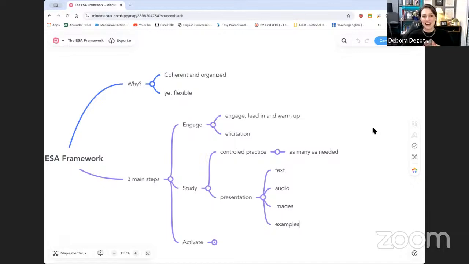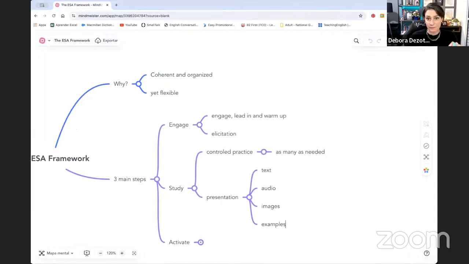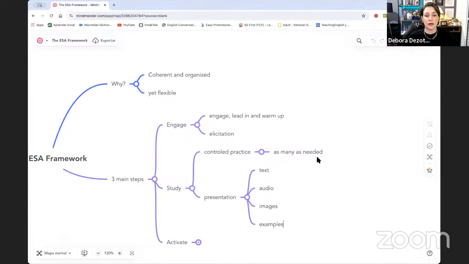So these are the 3 steps of the English Study Activate framework. Of course, there are others, but this is the one that I was trained to work with and that I really found the most suitable for my reality, for the reality of my students. And it really, really gives good results, right? There are scientific studies that prove that the ESA framework facilitates learning in terms of retention, in terms of students' comfort when they are in the learning process.